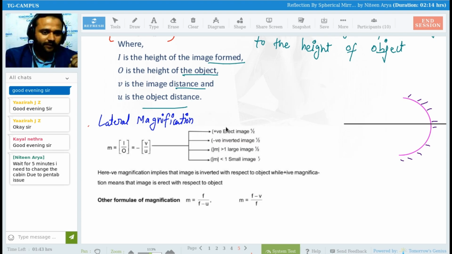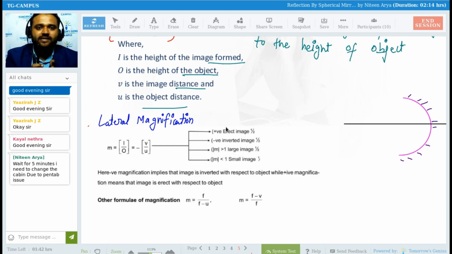See, there are two types of magnification. First of all, lateral magnification and aerial magnification. What is the difference between them? Suppose there is a pinpoint object. A pinpoint object is a very slim object. So what is the height of an object? And the ratio of the height of the image to the height of the object.